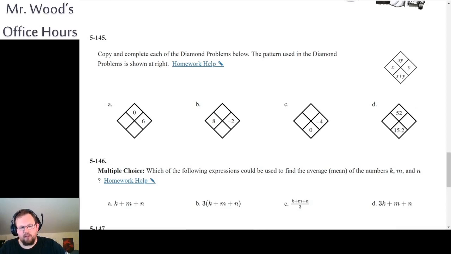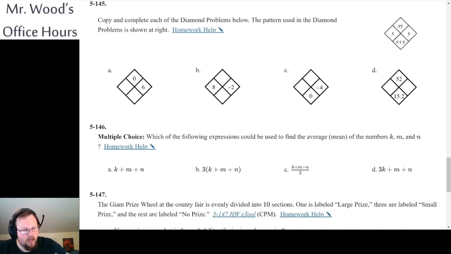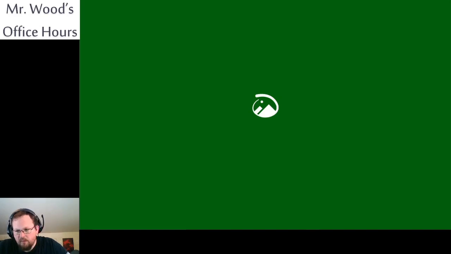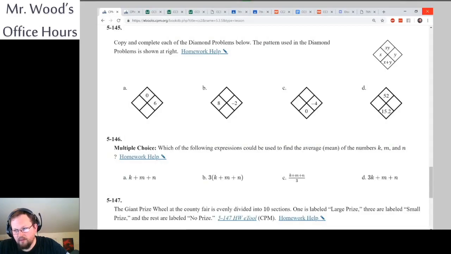5-145 Part D is the next question that came up. I don't know whether it was people needing help on the whole part of this, or if you just wanted to do one of these, but if you recall, the pattern for the diamond problems is printed up here in your book. I don't know if I put it in the homework page. I think I did. I could have been wrong. The top is always a multiply, and the bottom is always an add, which can also be add or subtract.